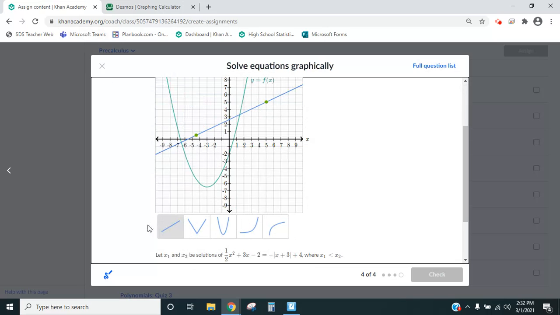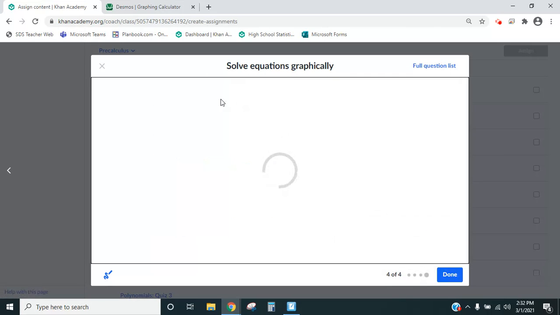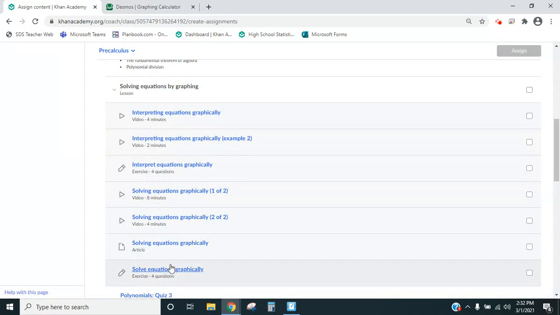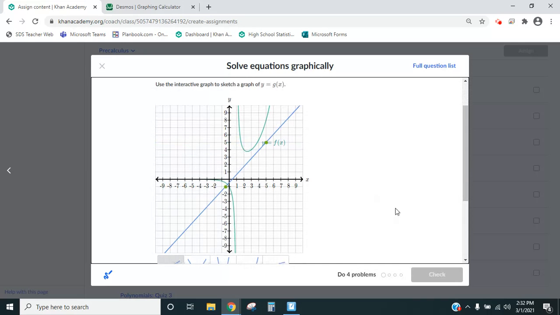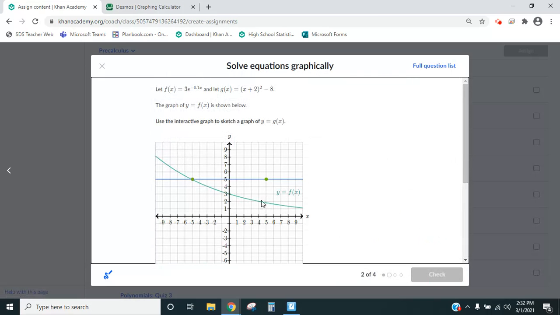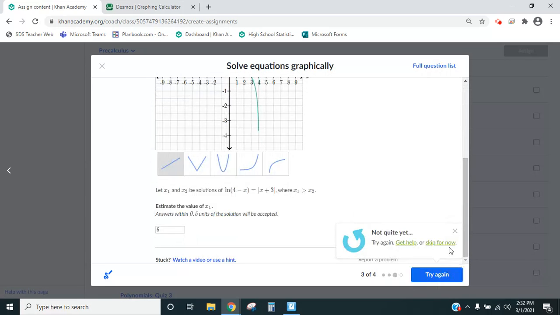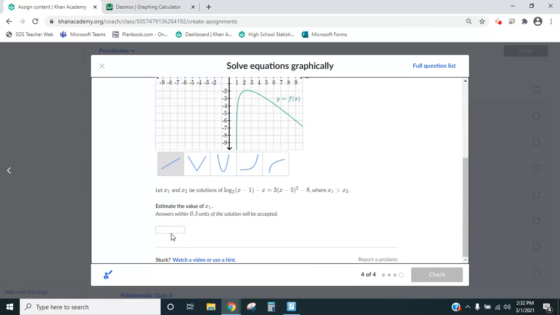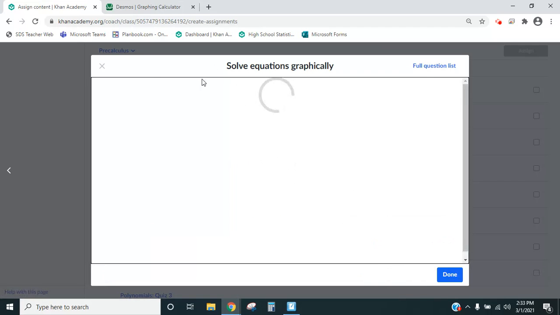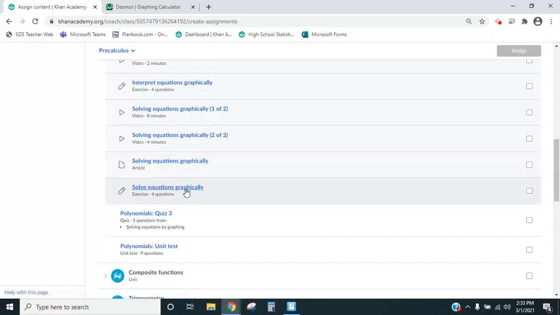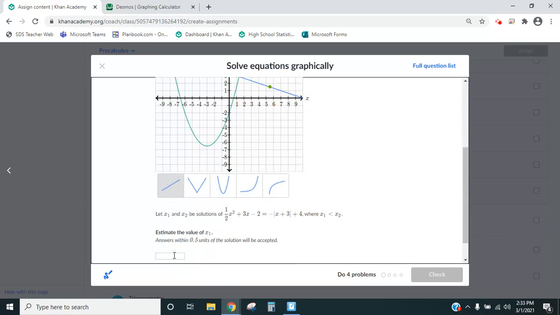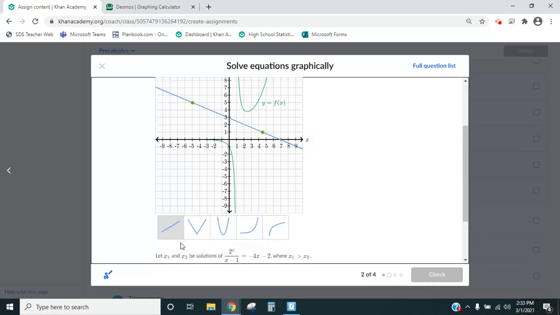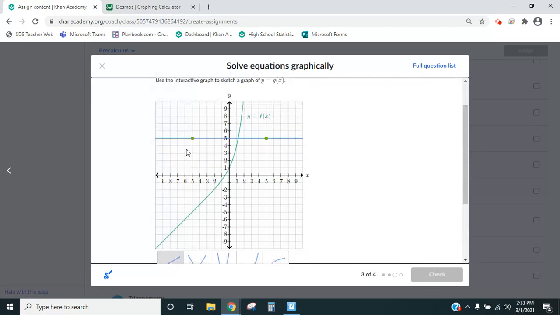Gosh darn. Not having very good luck here. Gosh. I keep getting the same ones.